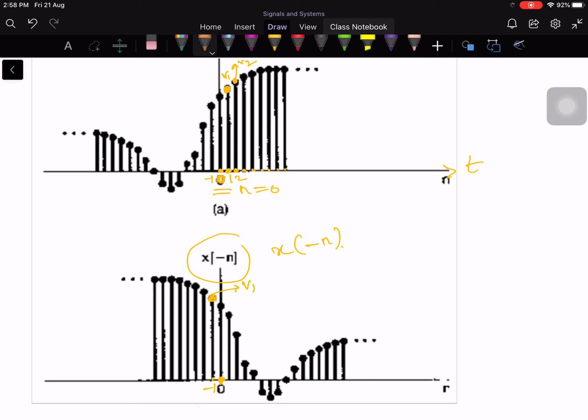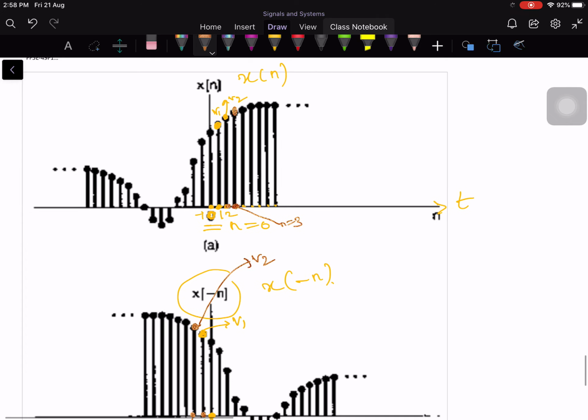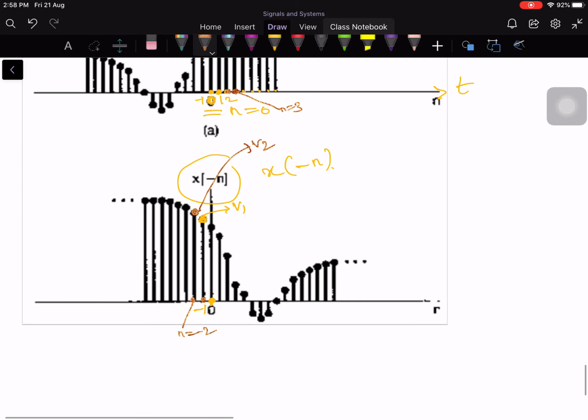Okay. This is minus 1 and this is minus 2, n is equal to minus 2. So therefore this point indicates V2. Now at n equal to 3, this point is n equal to 3, and the corresponding voltage is V3, and that V3 occurs here, and so on and so forth. And this point is n equal to minus 3. So whatever occurs at n equal to plus 3 is going to occur at n equal to minus 3, and the corresponding voltage.